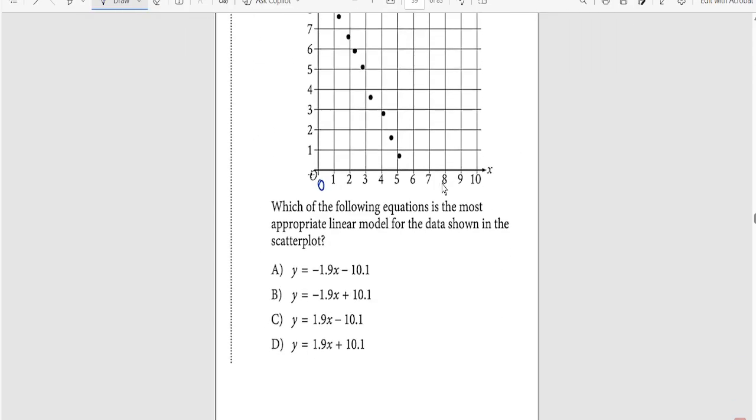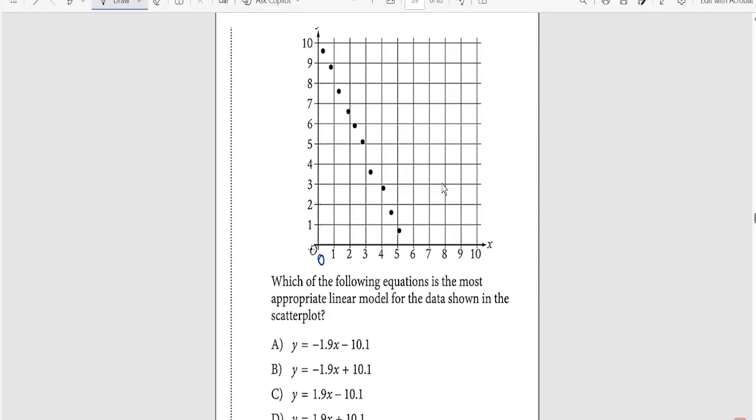Okay. Now we have a graph question. So this graph is given. It says which of the following equations is the most appropriate linear model for the data in the scatter plot?